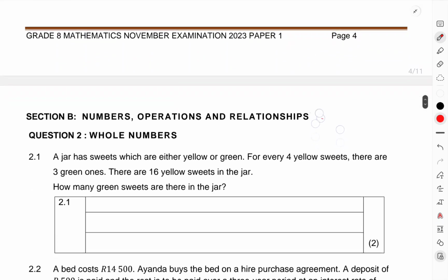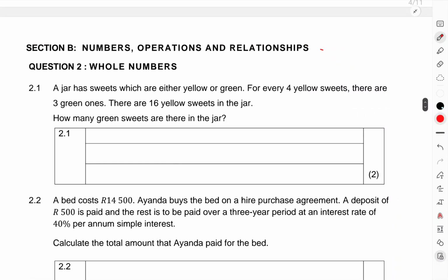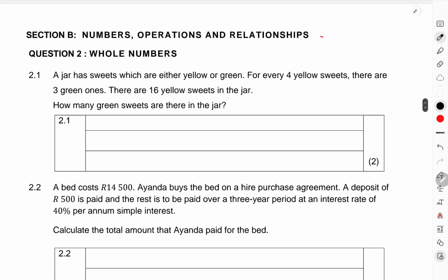Now let us go to the next question, which is section B, whole numbers and relationships. Numbers, operations, and relationships. Whole numbers. A jar has sweets which are either yellow or green. So we have a jar. Let me just say I have a jar. This one has sweets. Those sweets are either yellow or green.